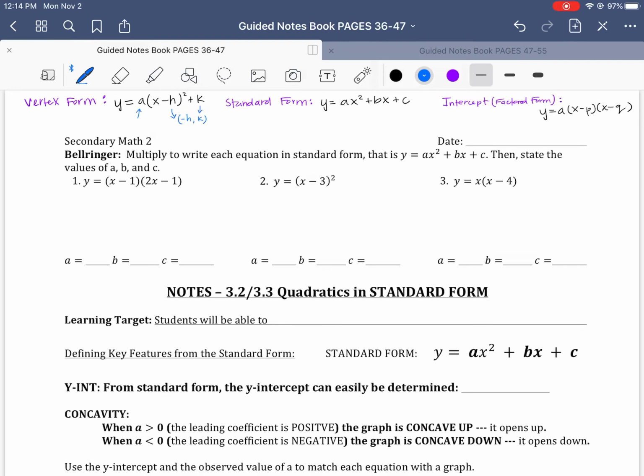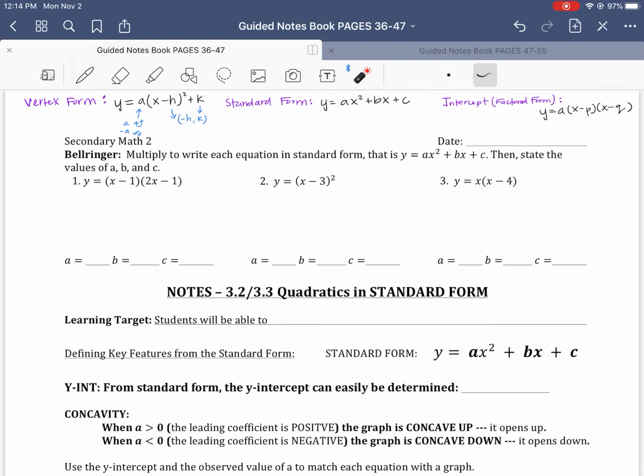The a value is also easy to deal with, right? Because if it's a positive a, then it was opening up and it was a smiling graph. If it was a negative a, it was opening down. So those are all things we want to make sure that we understand with the vertex form, that we're really comfortable with that. When we write a quadratic in standard form, again, it looks something like this.